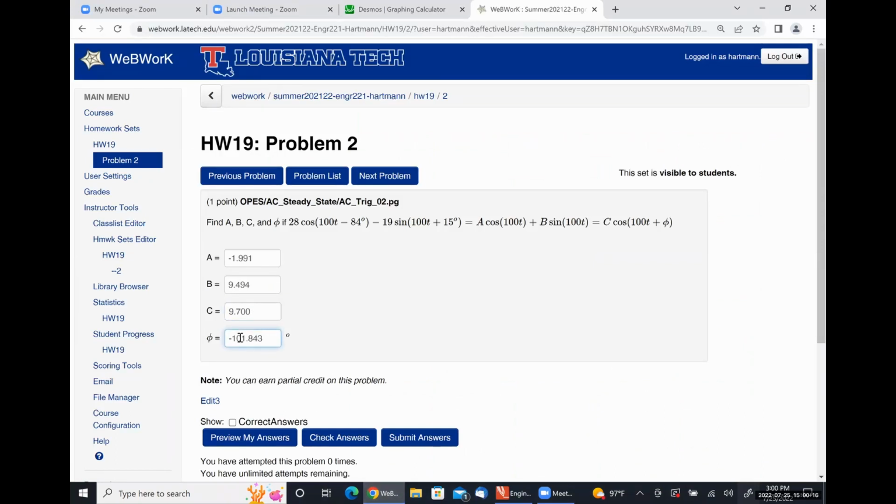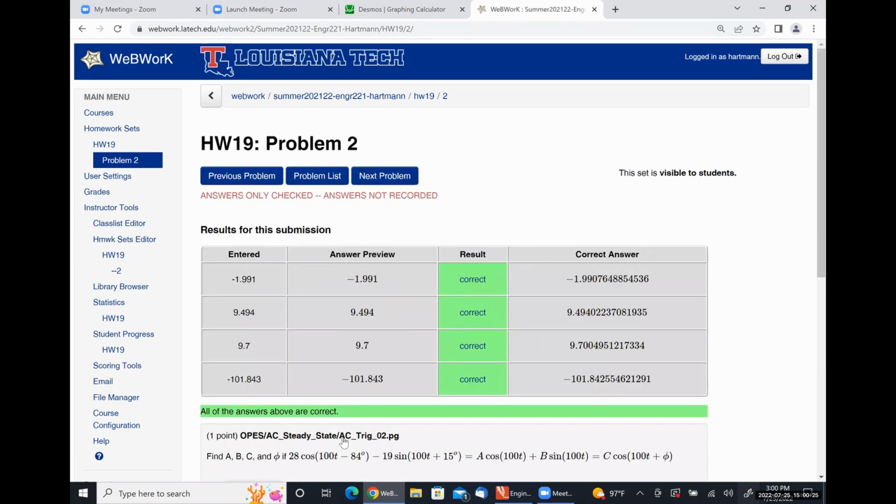So as long as I've typed all those numbers into my calculator correctly, just for the sake of argument, let's check our answers and show the correct answers. Voila. All of those are correct, okay?